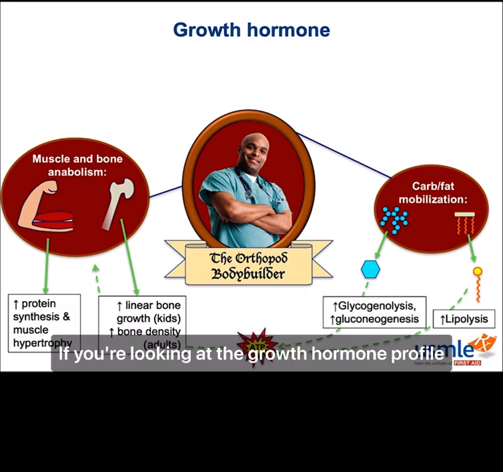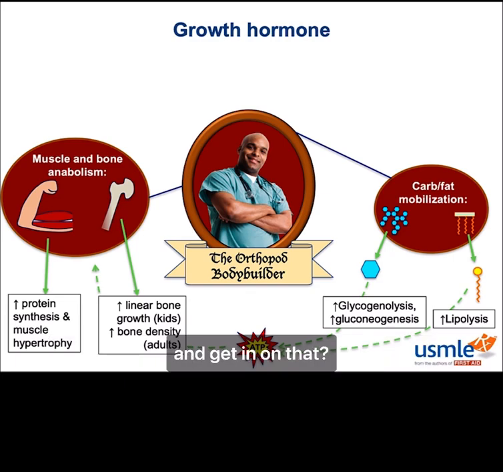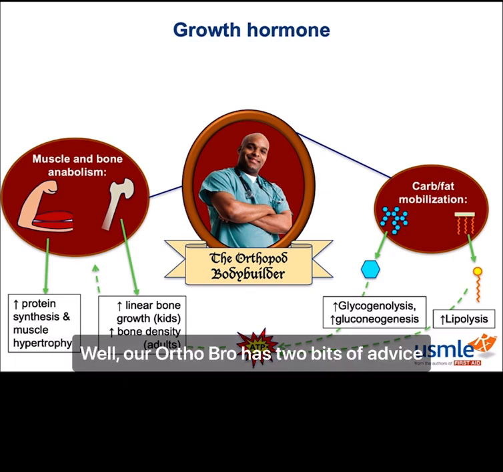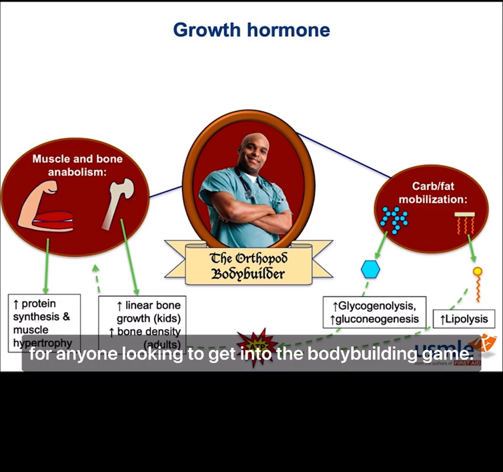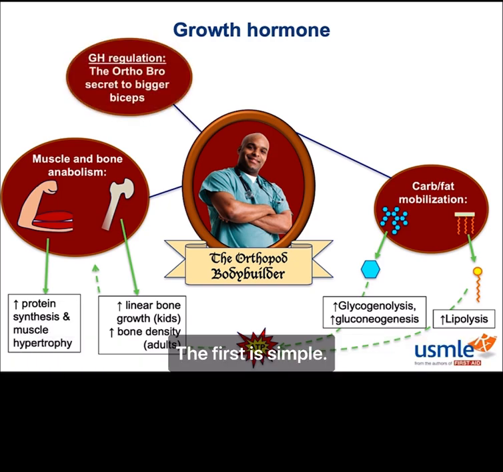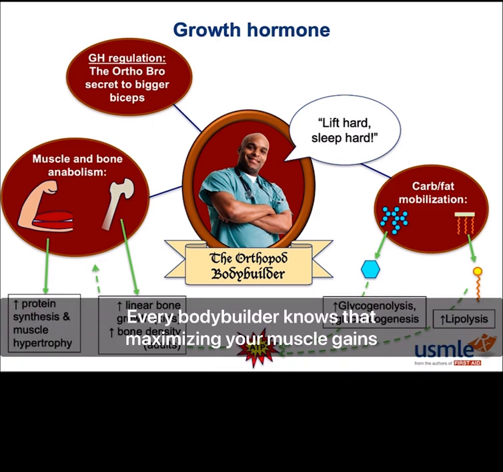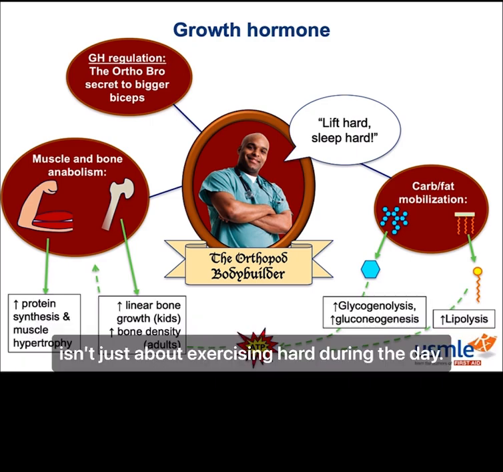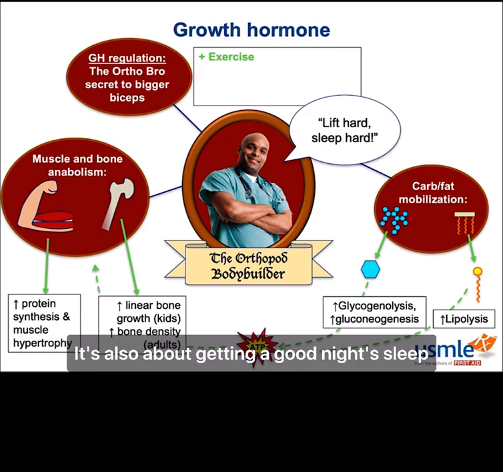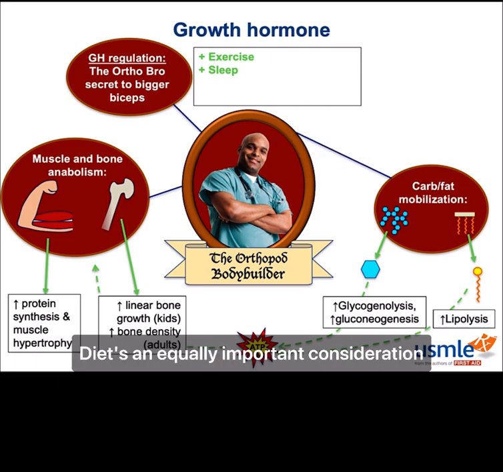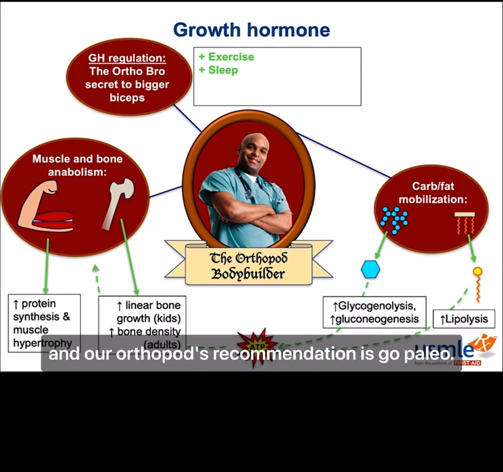If you're looking at the growth hormone profile and thinking to yourself, building up muscle and burning fat and carbs? Man, how can I upregulate my growth hormone and get in on that? Well, our ortho bro has two bits of advice for anyone looking to get into the bodybuilding game. The first is simple: lift hard and sleep hard. Every bodybuilder knows that maximizing your muscle gains isn't just about exercising hard during the day, it's also about getting a good night's sleep to jumpstart your recovery time. You see, growth hormone release is pulsatile, but it increases with both sleep and exercise. Diet's an equally important consideration, and our orthopod's recommendation is to go paleo.